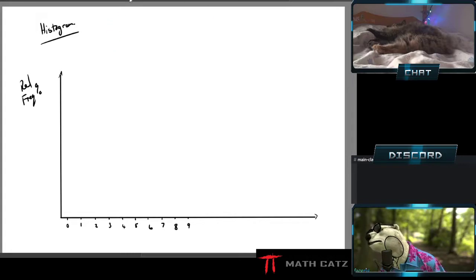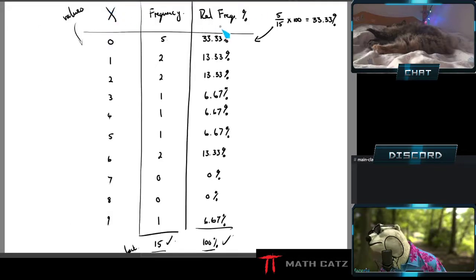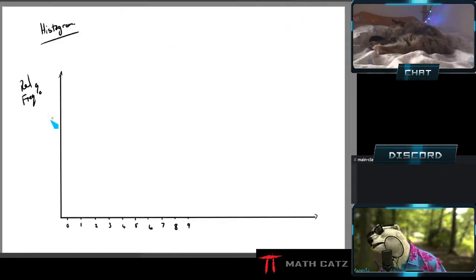So my relative frequencies only go up to 33%, which is 5 out of 15, right? So I want 5 markings. Let's say over here is 5 out of 15. As tedious as it may seem, doing it by hand has value.